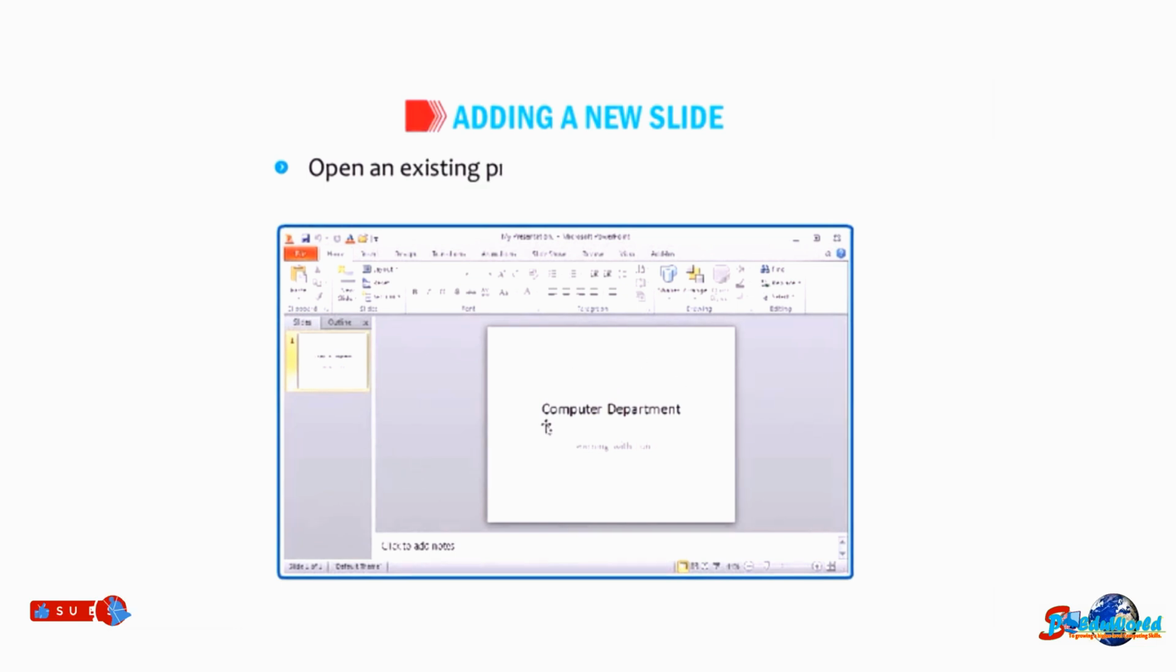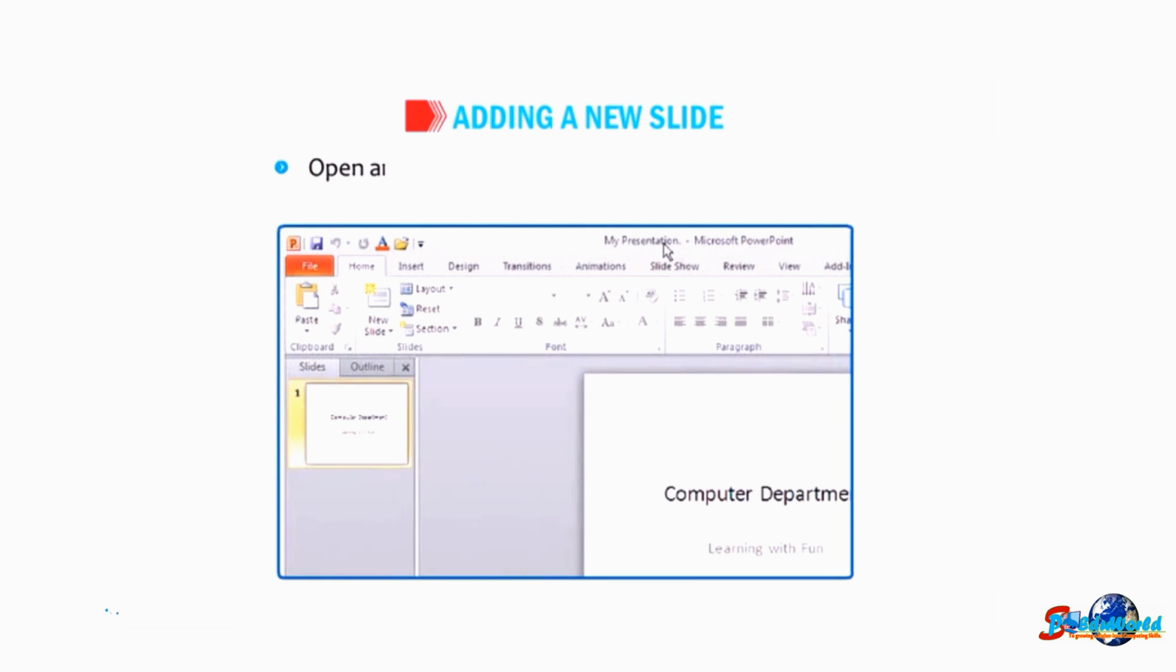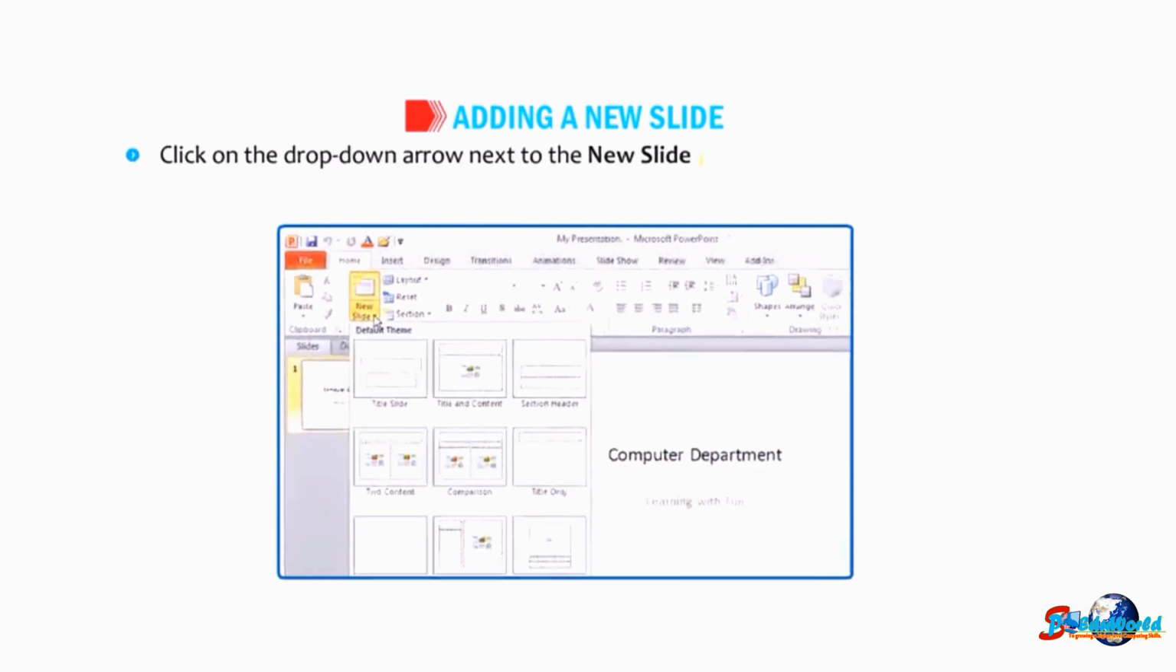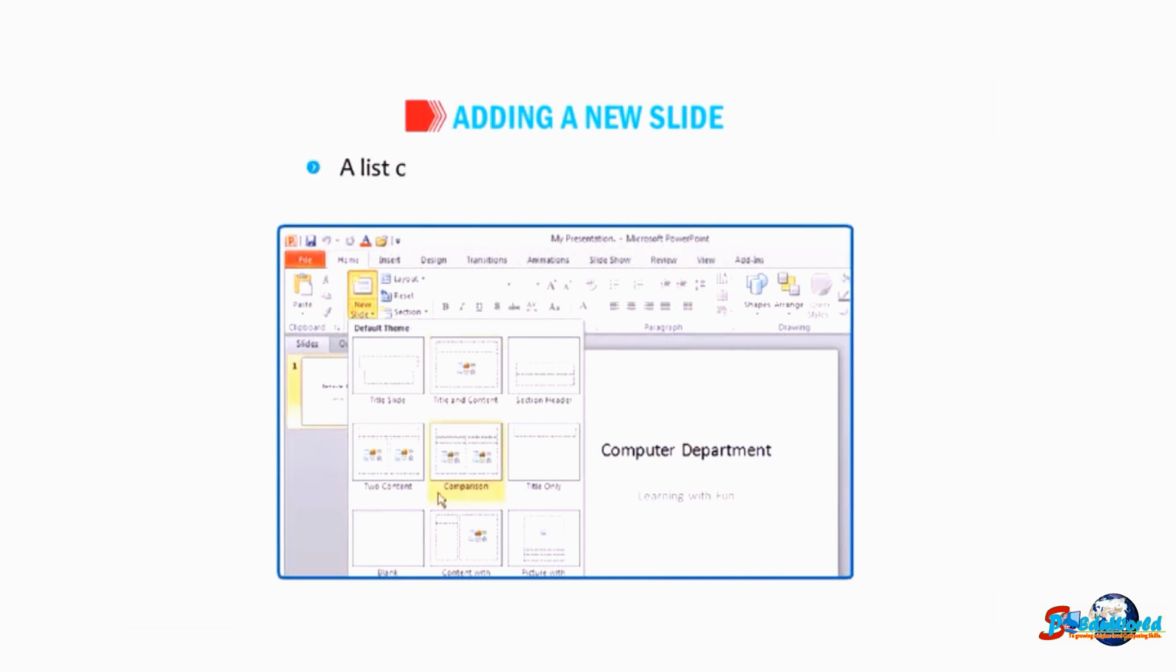Open an existing presentation. Example, My Presentation. Click on the drop-down arrow next to the New Slide button in the Slides group on the Home tab. A list of available slide layouts will be displayed. Click on the desired layout.